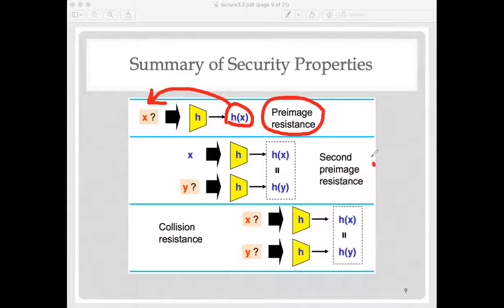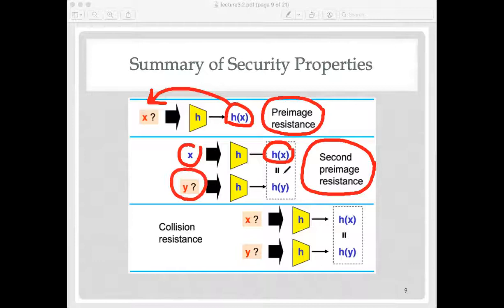The second one is second pre-image resistance, which says the following. You have x and you have h of x. It should not be computationally feasible to find y where h of y equals h of x. فإذا عندك something and its hash, you should not be able to find another thing that has the same hash.